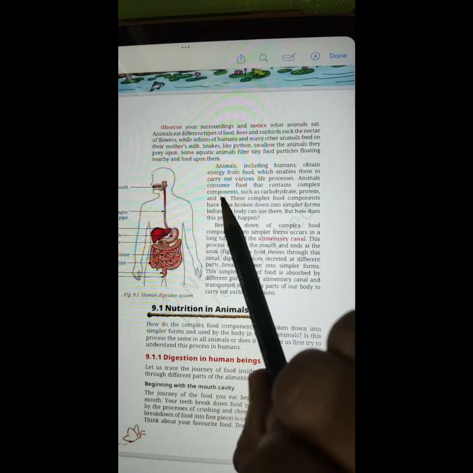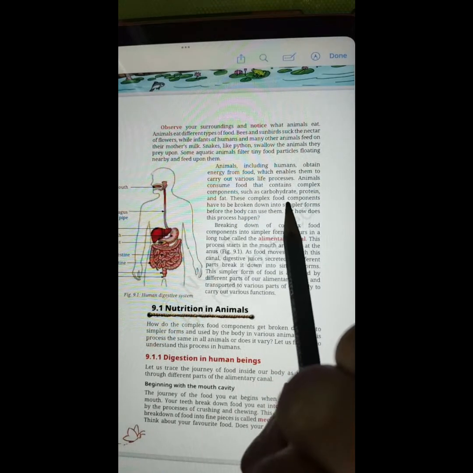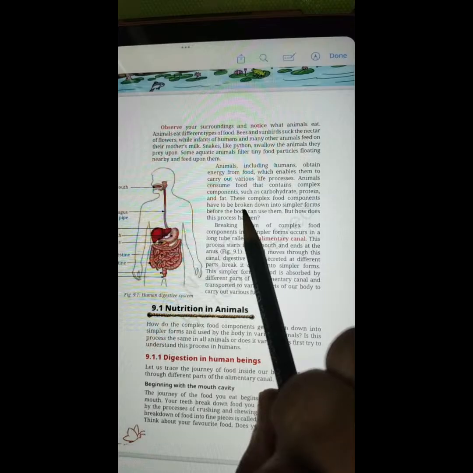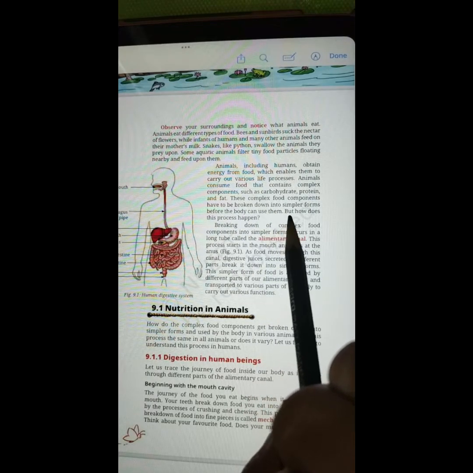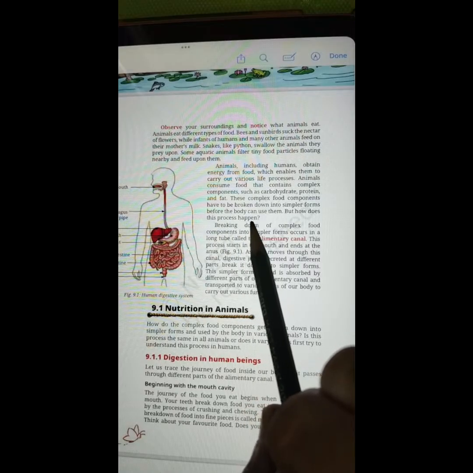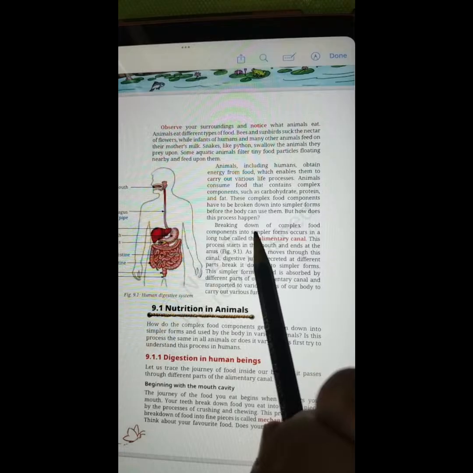Animals consume food that contains complex components such as carbohydrates, protein, and fat. These complex food components have to be broken down into simpler forms before the body can use them. But how does this process happen?